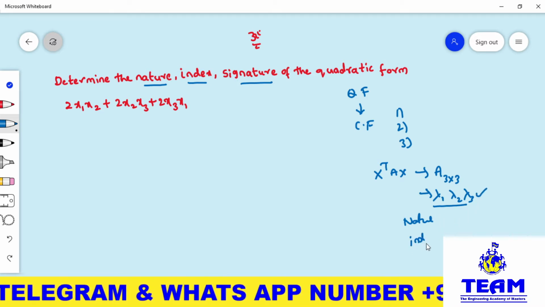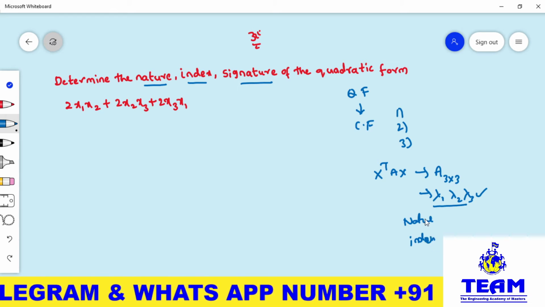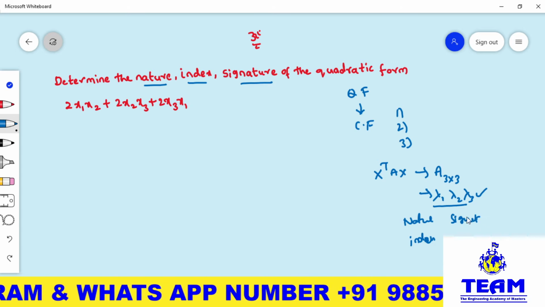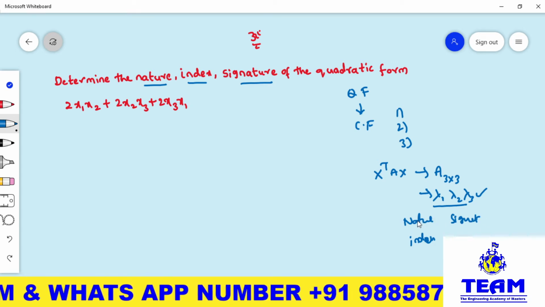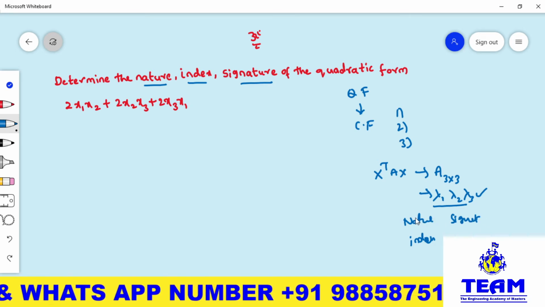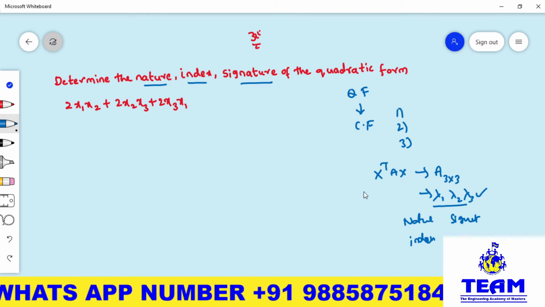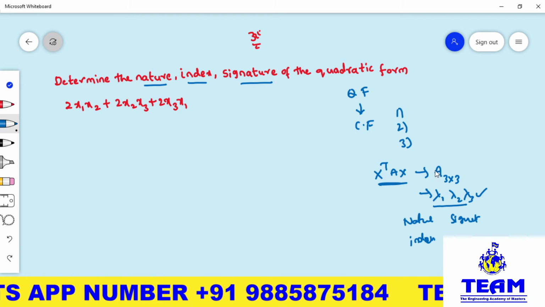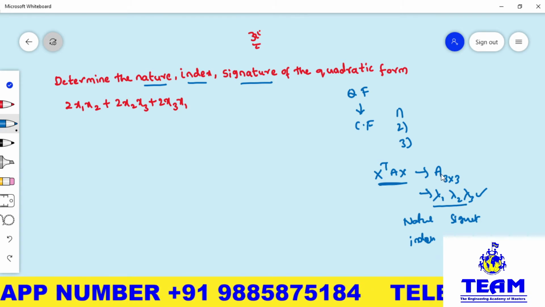Next you have to say the index. Index means the number of positive eigenvalues. Next you have to say the signature. Signature is nothing but the difference between the number of positive eigenvalues and negative eigenvalues. So I think it is clear for you. So first, what we have to do is convert this quadratic form into matrix notation form.